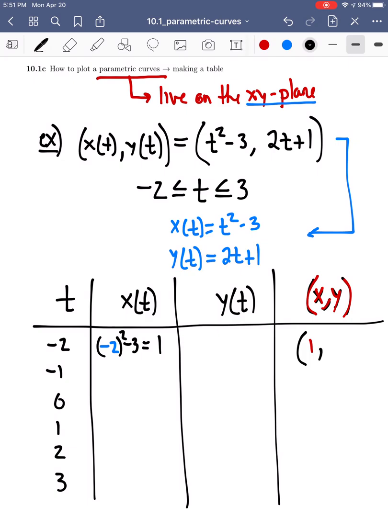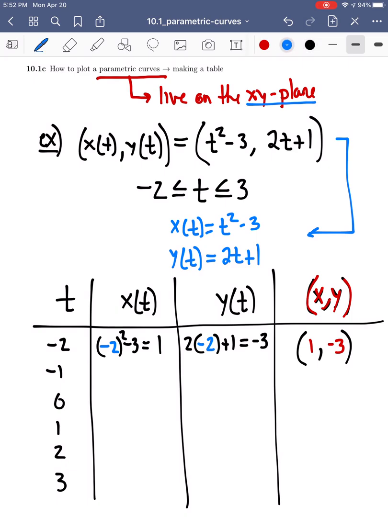Let's figure out what y is equal to when t equals minus 2. For the y equation, we have to take minus 2, multiply it by 2, and add 1. That's just y of t when t equals minus 2. And this gives us a value of minus 3. So the first point that we would plot is the point 1, minus 3.